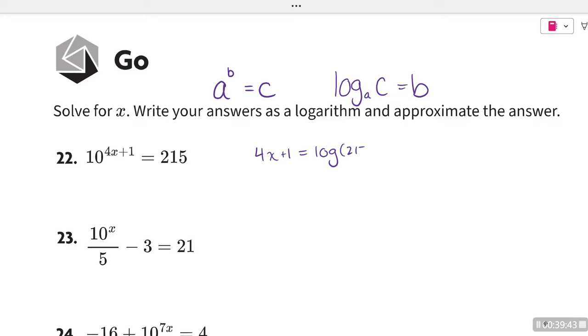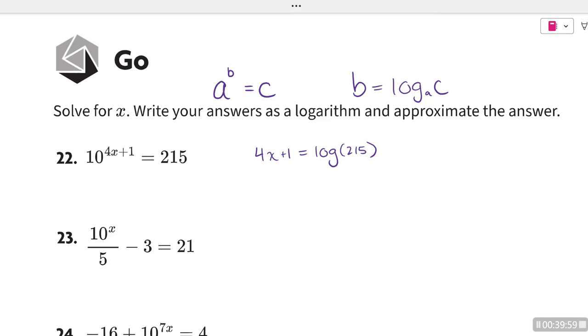And I don't need to write the 10, so I'll leave the 10 out. Right, so since I wrote the b over here, b equals log base a of c. I just like to have my variable on the left side. So let's solve for x now.